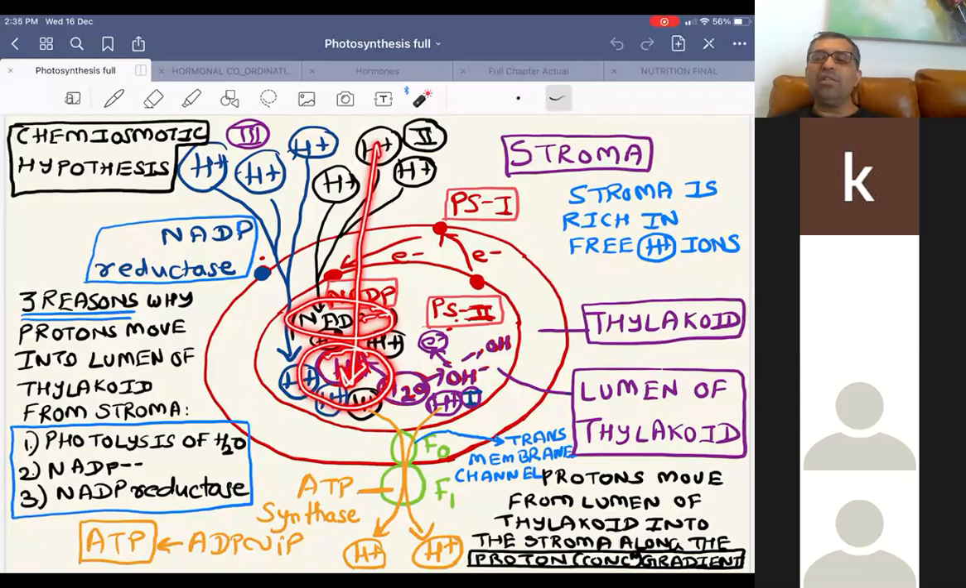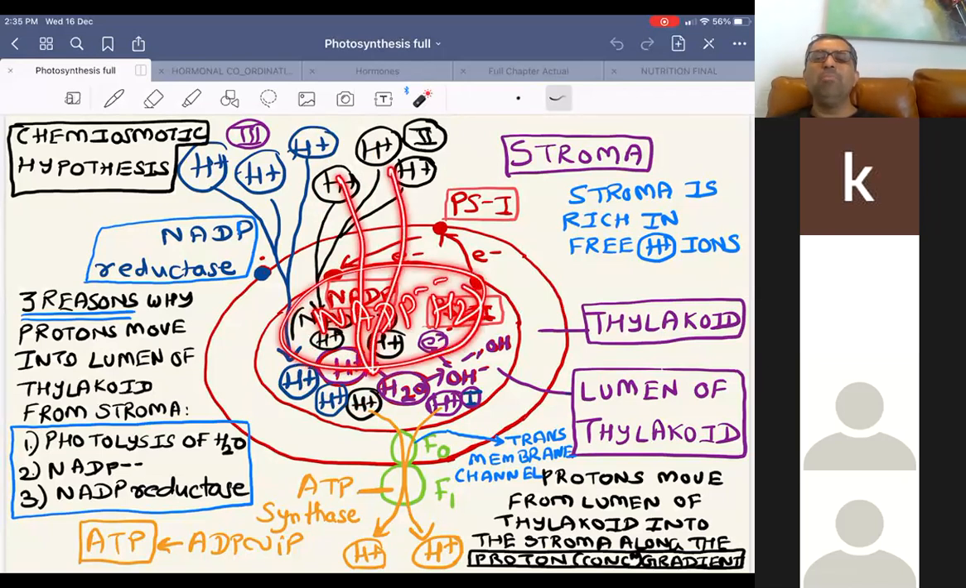Yeah, but all this is happening so fast that the NADP minus minus has an electrostatic force of attraction for protons. The remaining H plus eventually combines with NADP to form NADPH2. But before it forms NADPH2, the electronegative charge has already attracted a lot of protons. All this happens in milliseconds.